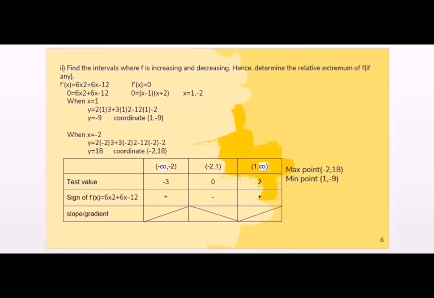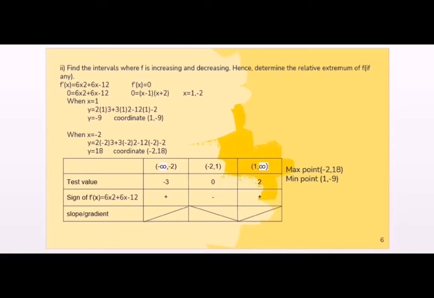Here is the second question: find intervals where f is increasing and decreasing, hence determine the relative extremum of f, if any. The first step is to find the first differentiation, f'(x). We get 6x^2 + 6x - 12. After that, we set it equal to 0, so we get x = 1 and x = -2. After we get these values of x, we substitute them into the equation. We get the coordinates (1, -9) and also (-2, 18).